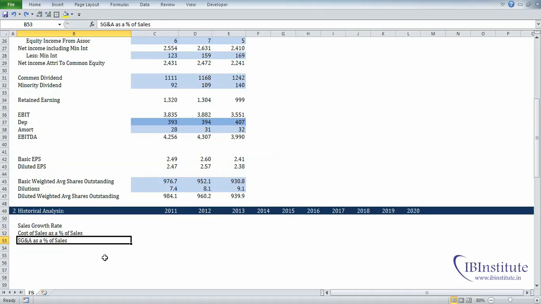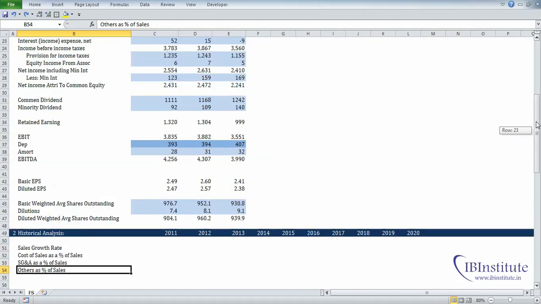Then we have next item, other expense. Other expense will be zero in future because that item cannot be forecasted, because there are some items included in other expense which are non-recurring in nature. So we won't be projecting them in future, but let us first calculate it in history. So other expense as a percent of sales we will be calculating.